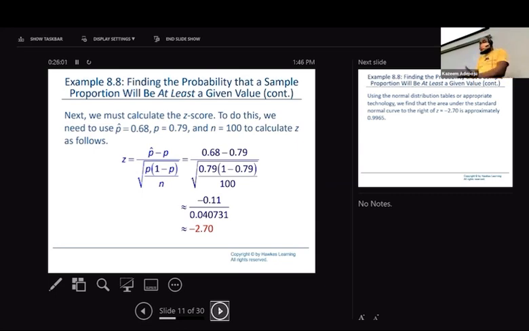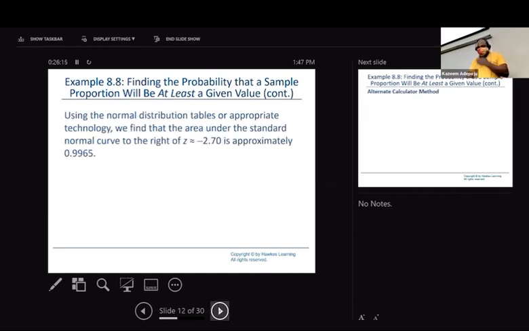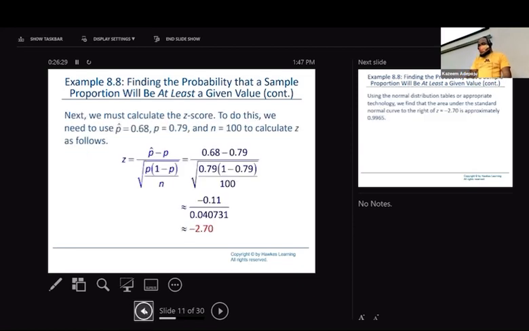Now, this is where we normally make use of a table. We make use of a statistical table, or you make use of your calculator, or you make use of your software. When you do that, it's actually going to give you 0.9965. Because if you want to use our software, it's going to be 1 minus p norm of minus 2.70. Why am I saying 1 minus p norm? Because I'm talking about greater than.